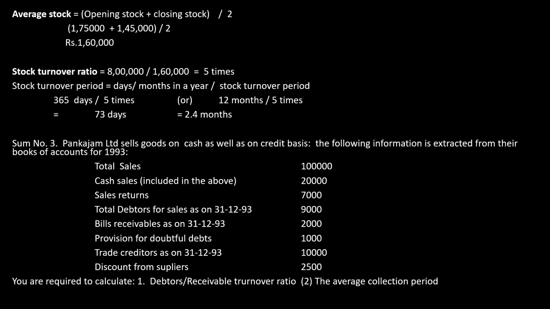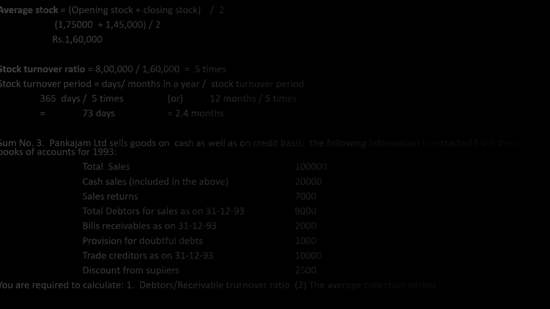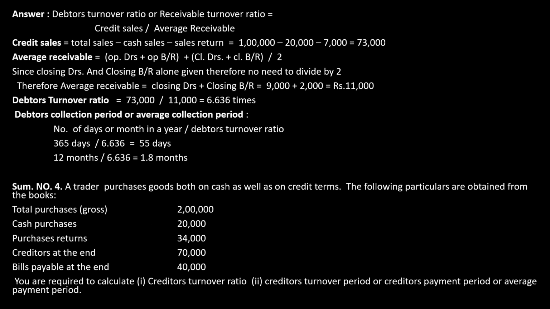To find debtors turnover ratio, what is the formula? I will go to the next slide now. The formula for debtors turnover ratio will be credit sales by average receivable. How will you find credit sales? Total sales minus cash sales minus sales return. My total sales is 1 lakh, cash sales is 20,000, the sales return is 7,000. My answer will be 73,000, that is your credit sales.